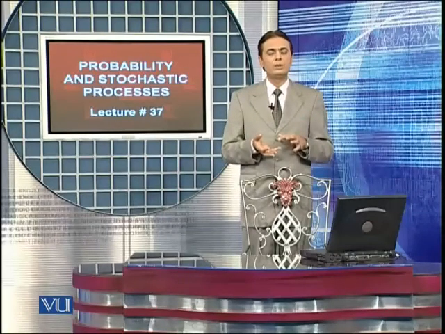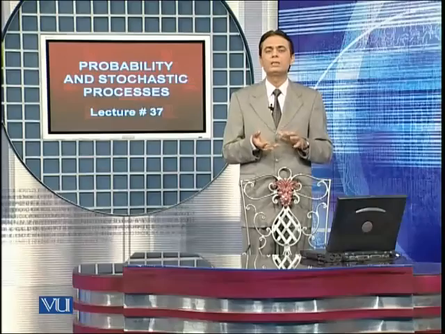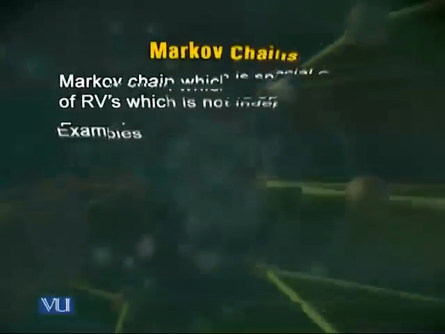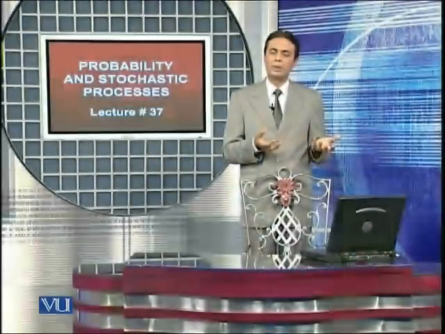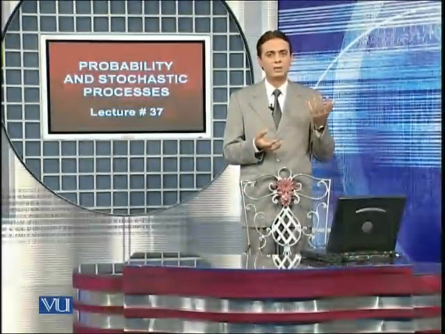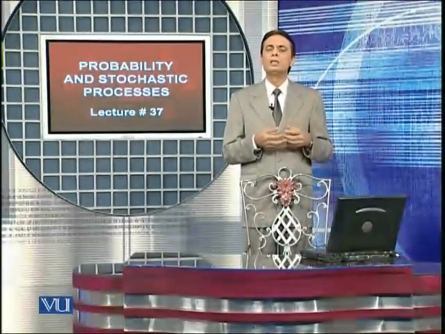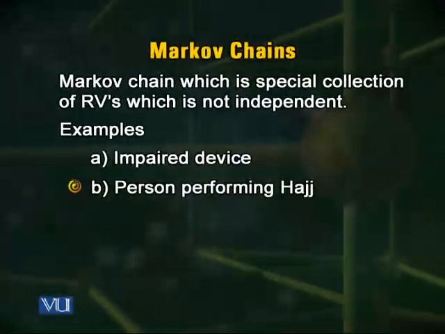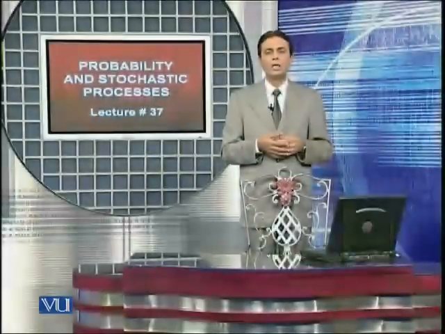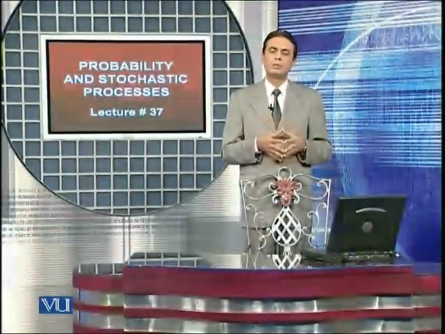We talked about Markov chains, we talked about a few examples, an example of a device which went out of order, then it was repaired either locally or in a specialized facility. Then we talked about a person trying to perform Hajj and going through unpredictable situations, and we talked about a few other examples as well.